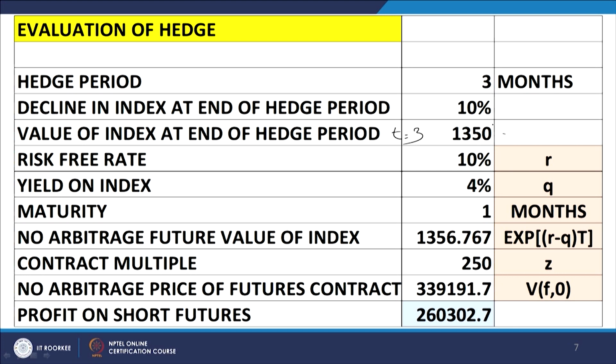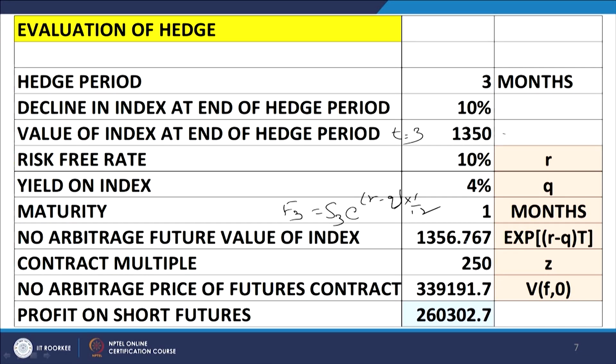So, the no arbitrage futures price as of now will be just like we worked out earlier, F3, let us call it F3, is equal to S3 e to the power (r minus q). Now, instead of 4 months, because at that time the futures had a maturity of 4 months, now the futures have a maturity of 1 month, into 1 by 12, and that works out to 1356.767. This is the futures value at t equal to 3 months.